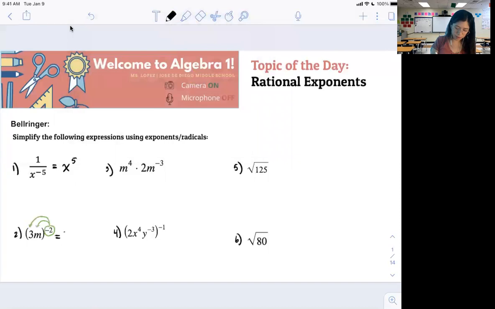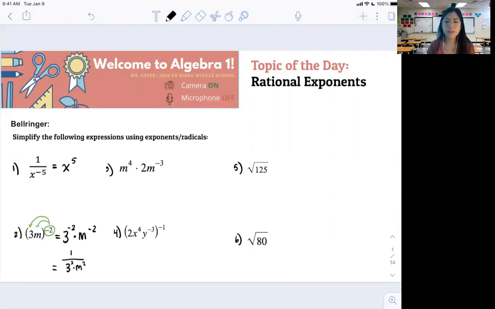And so that's going to give me 3 to the power of negative 2 and m to the power of negative 2. And I see in the chat Juan said they're both going to go down because that negative 2 is being applied to both the 3 and the m. So both of them are going to belong down in the denominator. So we go 1 over 3 squared times m squared. And now there's just one last step.